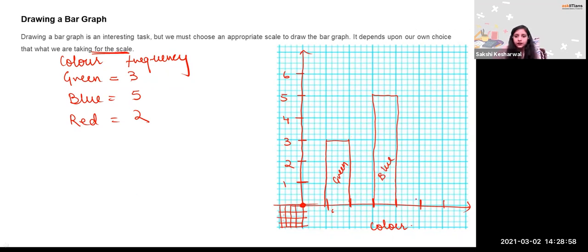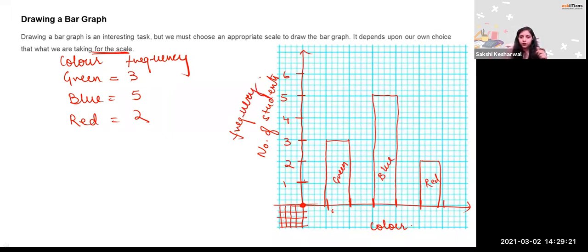Now it says the red. Red is what, again, you leave one space. The red is two. So this is how it is made. This is your red, red is two. And now over here, you will write the number of students, or you can write this as frequency. This is called scaling, right? So you have to make a proper spacing. You cannot just write first block as one and the next block as 15. No, you cannot write that. The blocks have to be equally divided. This is the way of presentation, right?